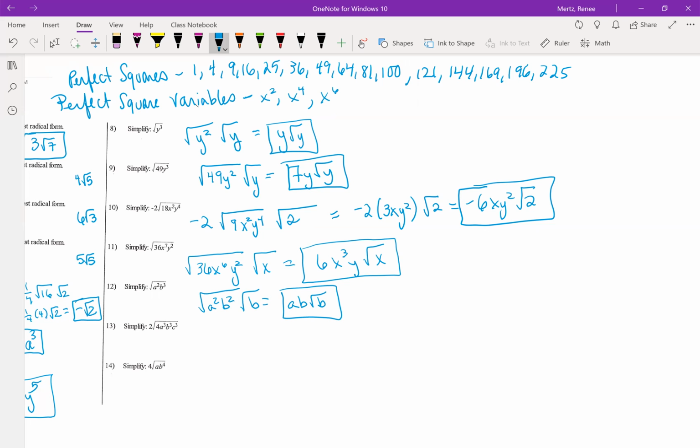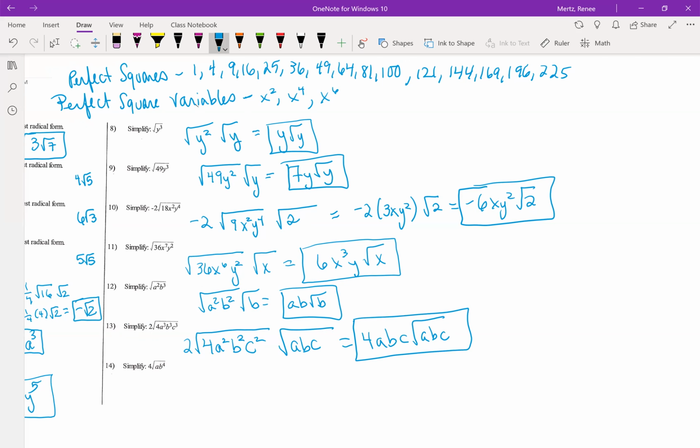2 more. Break this down to perfect square, other factor, so try it. Did you get 4abc, radical abc? Nice job. And lastly, b to the 4th is the perfect square, a is the other factor, 4b squared, radical a.